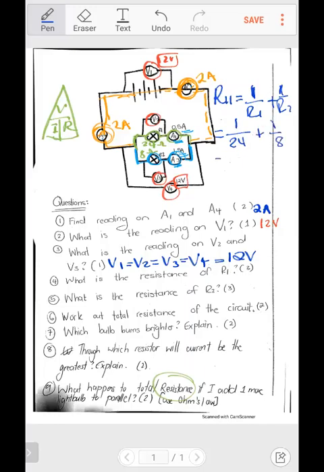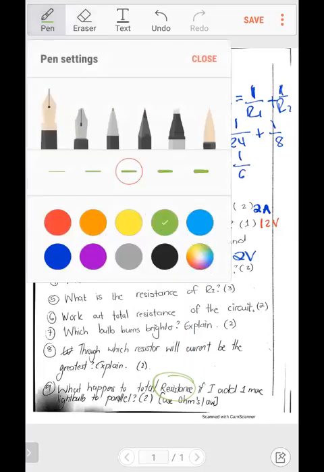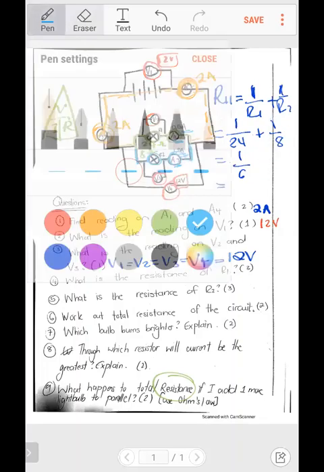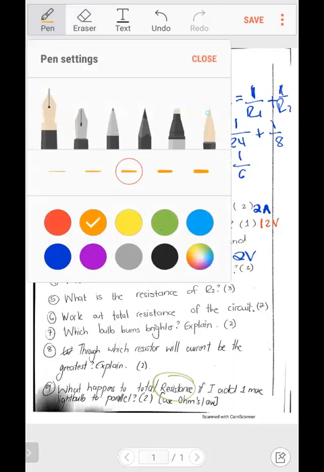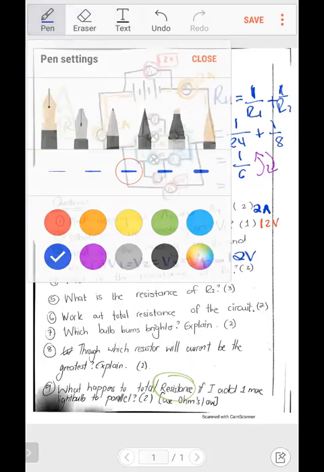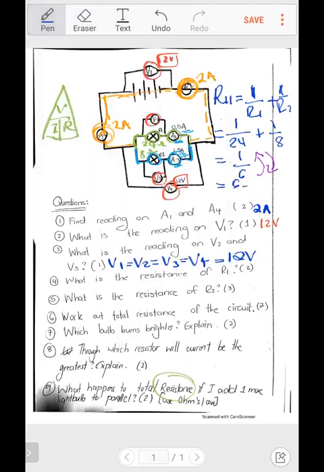And if you put this in your scientific calculator, you should get 1 over 6. But I do not leave my answer like this, right? I must, because 1 over 6 is bigger than 1 over 24 and 1 over 8. Am I right? Just a little bit of maths there. But that just makes sense, right? But now I need to inverse. I need to bring 6 to the top and 1 to the bottom. And my answer is going to be 6 ohms.